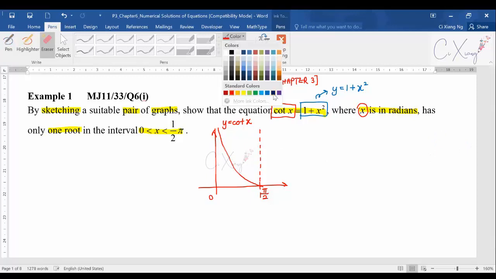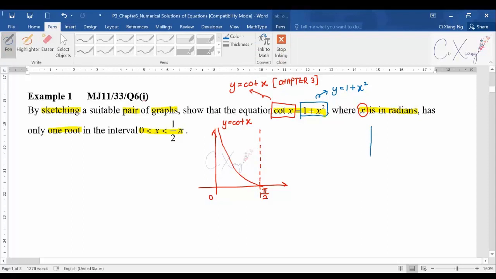And then I want to sketch 1 plus x squared. Previously in AS level, you know that x squared is a U-shaped graph, a parabola like this. And when you have a plus 1, what happens to the plus 1 here? You have to shift or move the whole graph up 1 unit. Assume that the point here is 1, move up. So this will be 1 plus x squared.